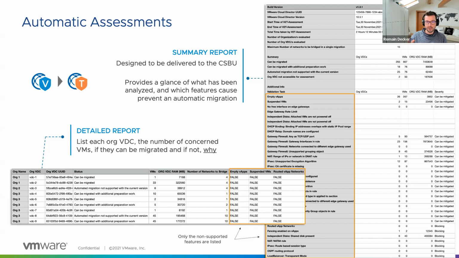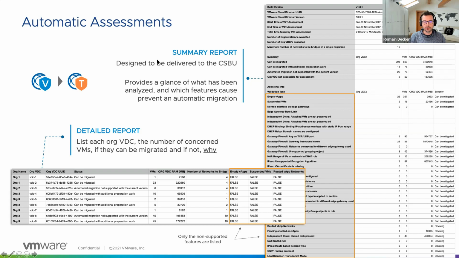It's doing read-only. You just need to log in to the API endpoint of VCD, and it's just parsing and looping through all NSX-V organization VDCs. And it's providing two reports in CSV format. The first one is a summary report. It's GDPR compliant and completely anonymized. And it's really a one-page glance of what could potentially block you.